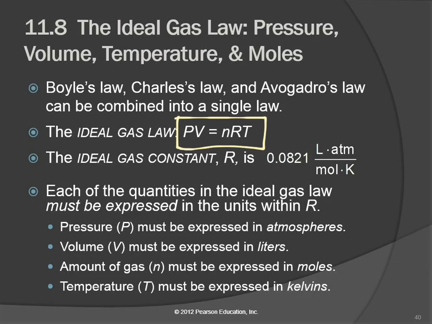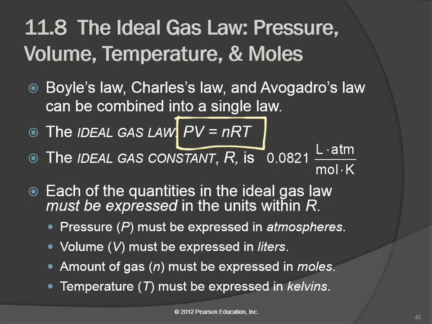So what are these letters? Well, we've seen P, V, n, and T. What's this R business? R is a constant. In order to take these proportionalities and make it into an equality, there is a constant. And it turns out that this is the same for all gases, so it's called the universal gas constant or the ideal gas constant. So R is equal to 0.0821 liter atmospheres per mole Kelvin.